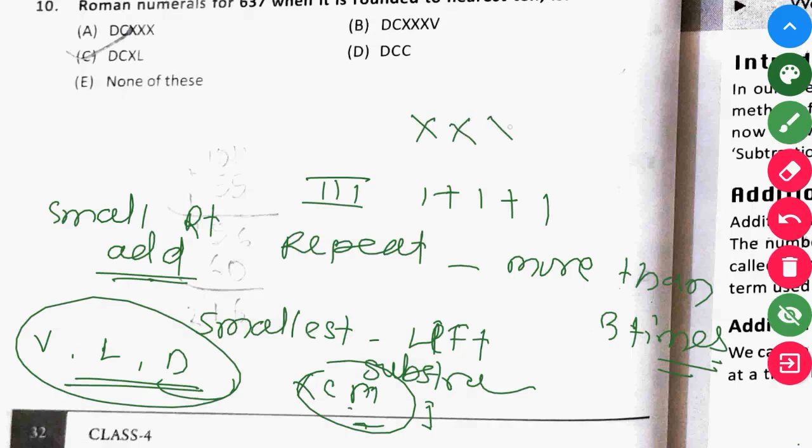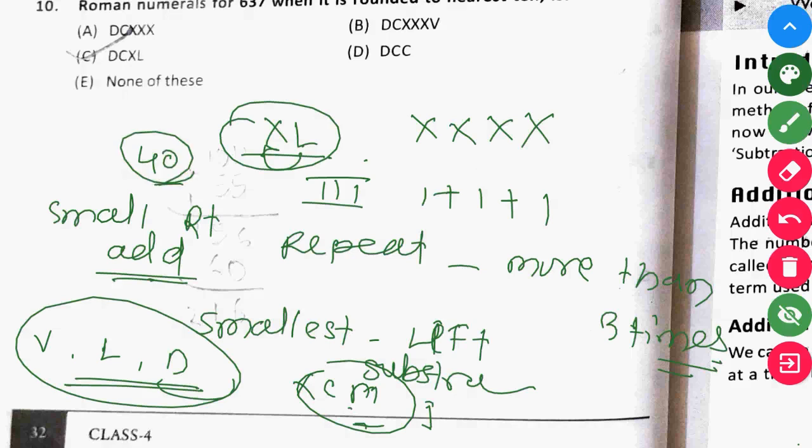40 is not written like 4 times X. It is always written as XL. Smaller at the left, so L minus X, that is 40. 50 minus 10, that is 40. So all this is about Roman numbers.